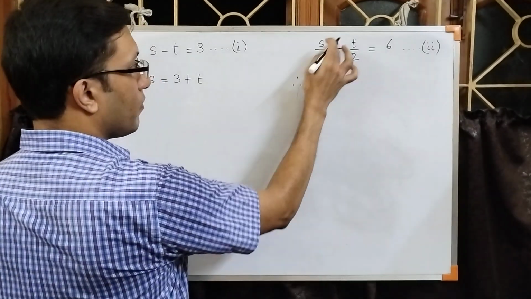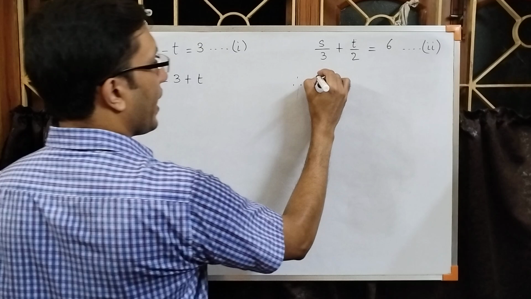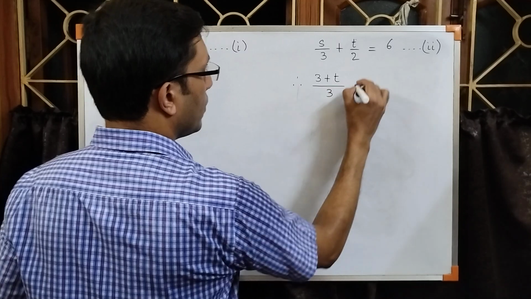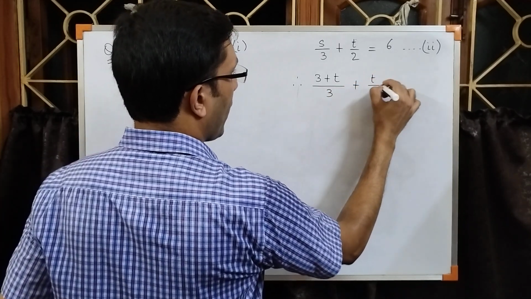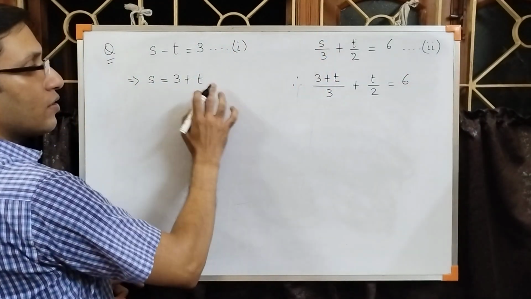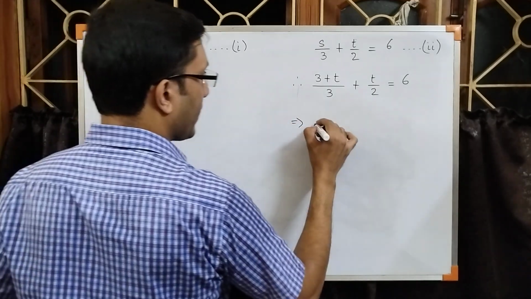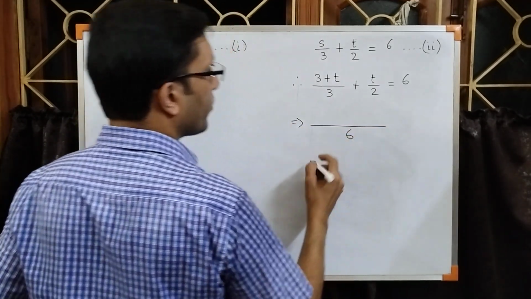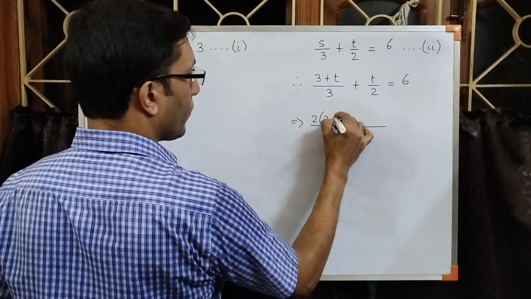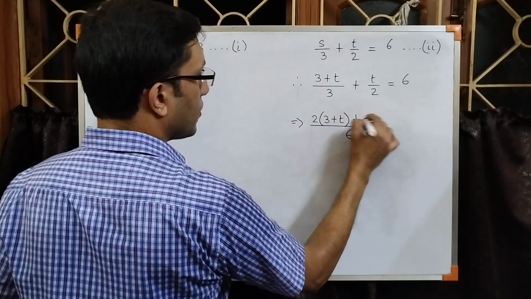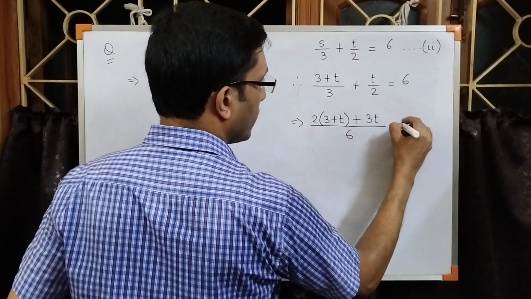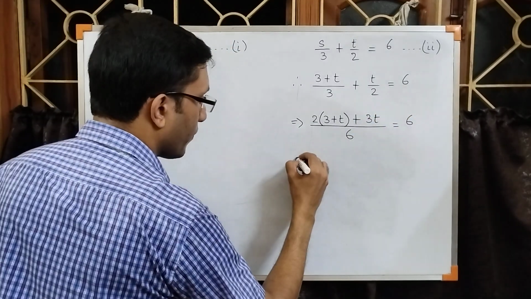Now this value of s, 3 plus t, we will replace in this equation. Therefore by replacing this s we can write (3 plus t) by 3 plus t by 2 is equal to 6. We have replaced this s by 3 plus t. Now we are going to take the LCM of 3 and 2, that is 6. So 2 multiplied with this whole (3 plus t) plus 3 should be multiplied with t, that renders 3t, and that is equal to 6.